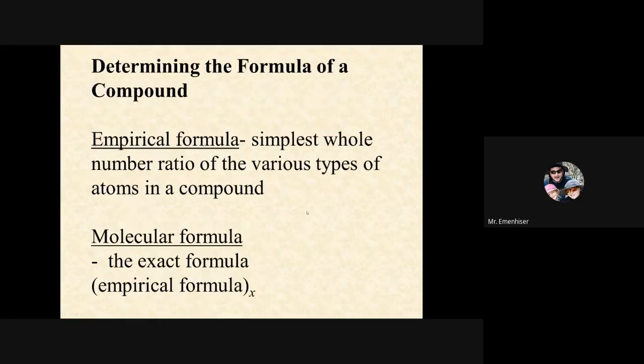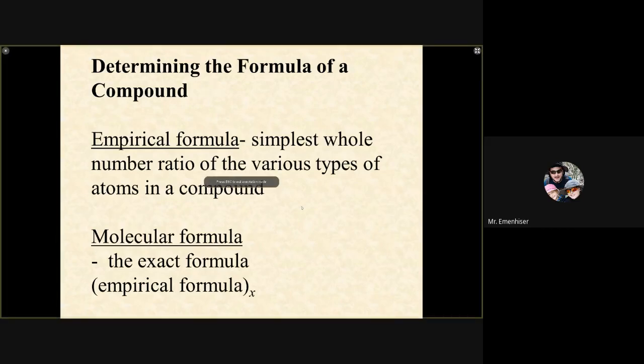Awesome. Determining the empirical formula of a compound. There's 2 things here. So there's the empirical formula, which is the simplest whole number ratio of the various types of atoms in a compound. Okay, so it is the simplest possible ratio between elements in a compound. The example that I gave before is sugar. Oh, I didn't do sugar. I did methane, but let's do sugar this time, because maybe a different example might make sense.